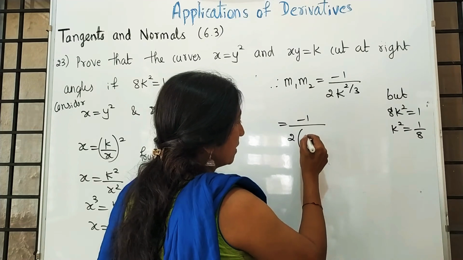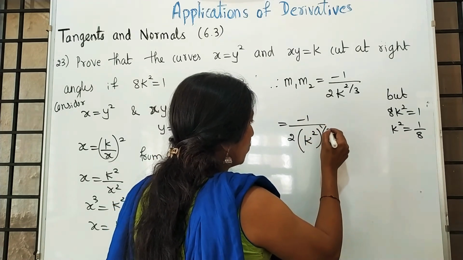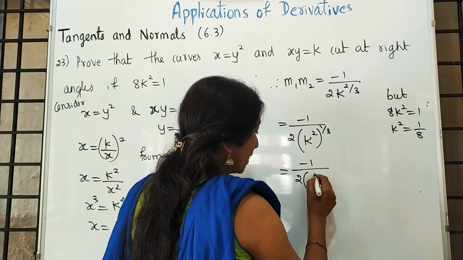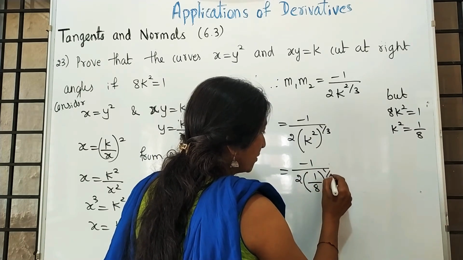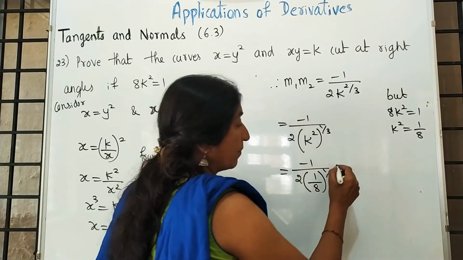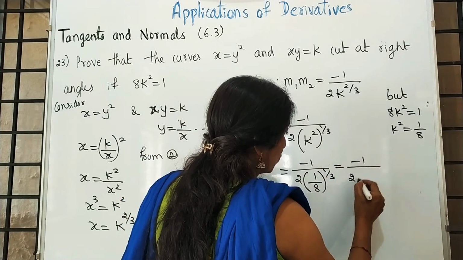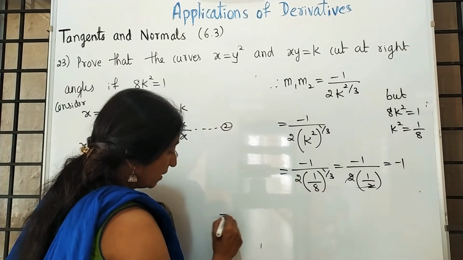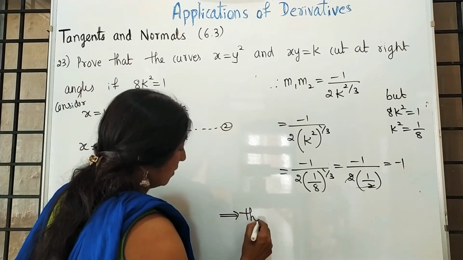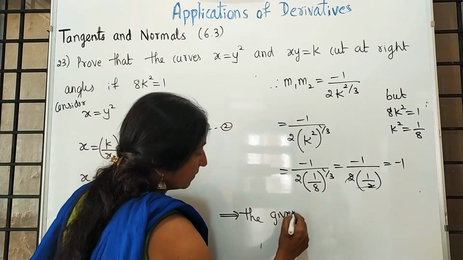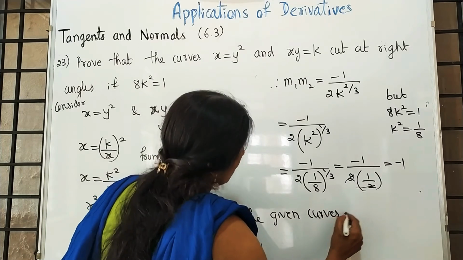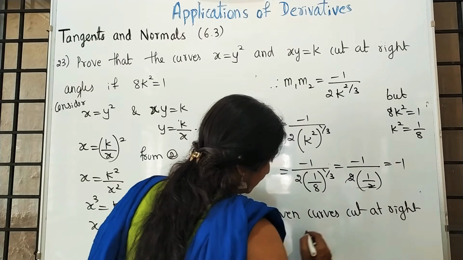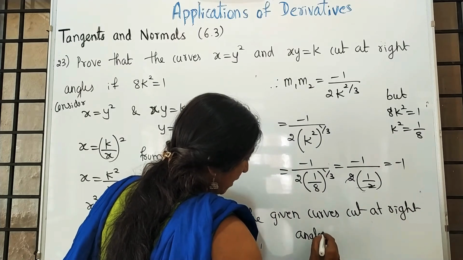K raised to 2 by 3 is written as k square raised to 1 by 3. That should be familiar. Minus 1 upon 2 into k square, which is 1 by 8, raised to 1 by 3. That means cube root of 1 by 8. Cube root of 1 by 8 is 2. See, they cancel. We are getting minus 1. This implies the given curves cut at right angles. The given curves cut at right angles.